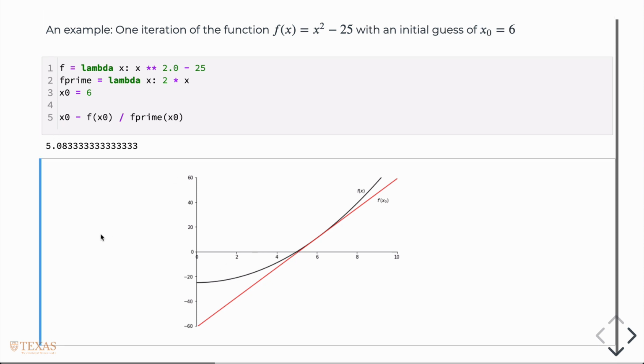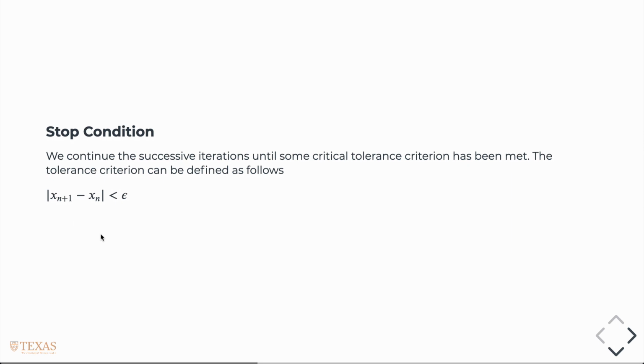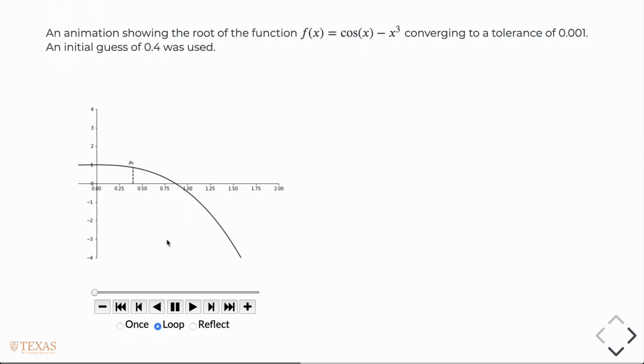So if we were to continue this up to some stop condition, again we can use one like this. It just looks at the change in root. The absolute value of the change in the root must be less than some tolerance. Then we can continue this, and I'll go ahead and just play the animation here.